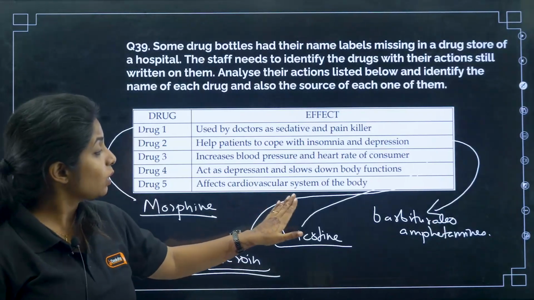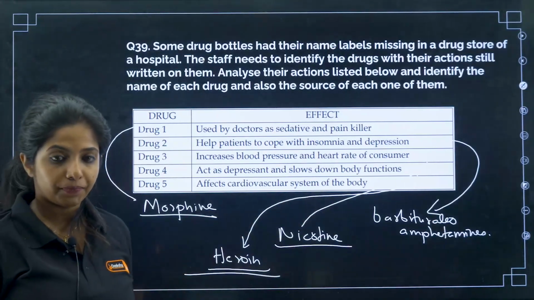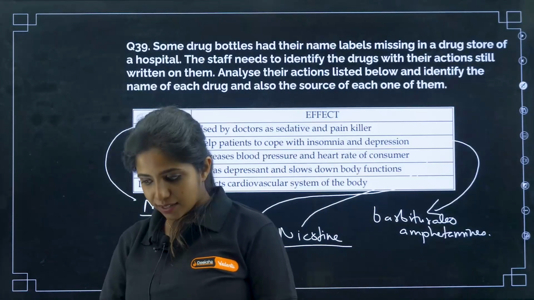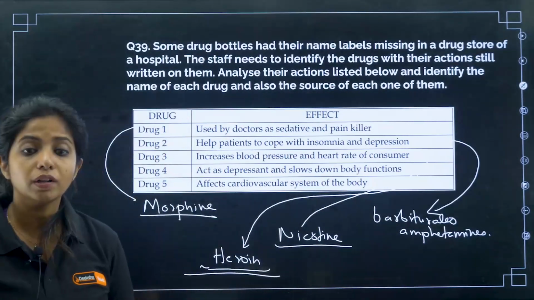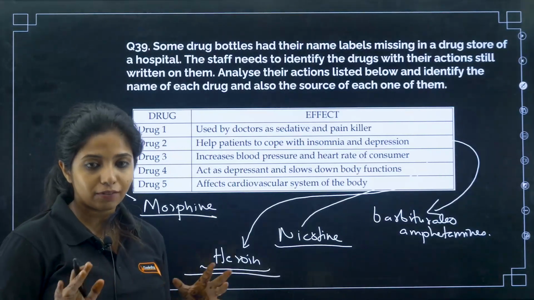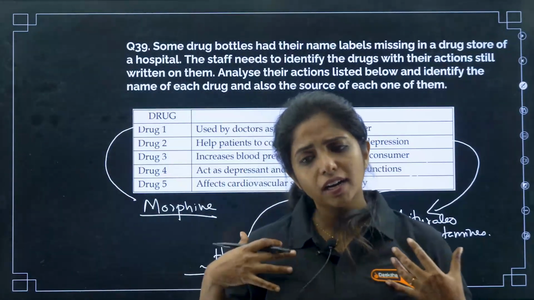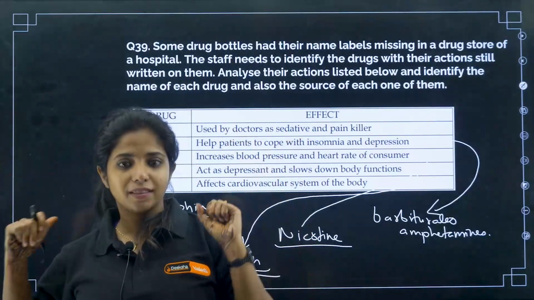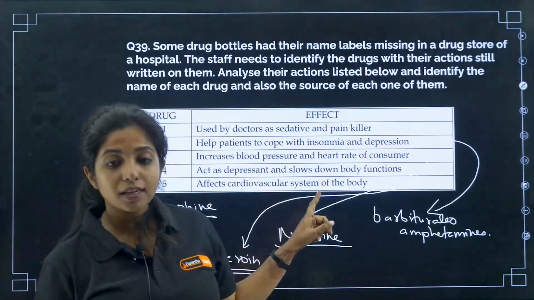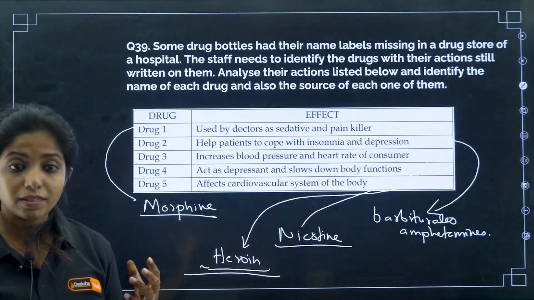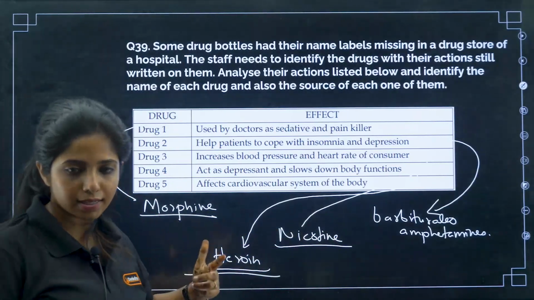Now, affects cardiovascular system of the body. Cannabinoids, okay, marijuana, ganja, all of them, they are going to affect the cardiovascular system. So there is only one drug given in your book that affects the cardiovascular system, that is your heart, your blood vessels and things like that. Everyone else is affecting the CNS, central nervous system. So that one thing is cannabinoids. Cannabinoids are taken from Cannabis sativa, this ganja, marijuana and things like that.